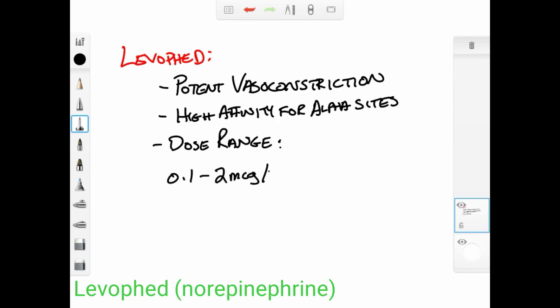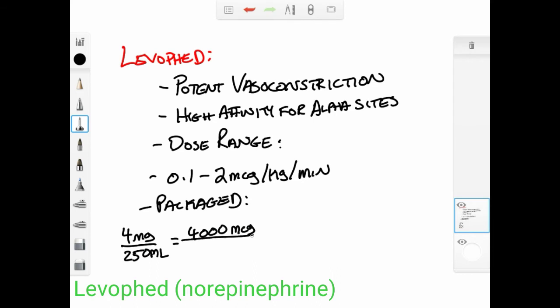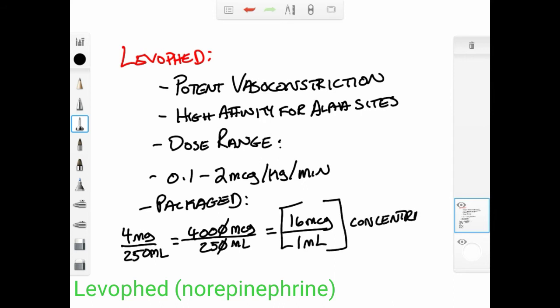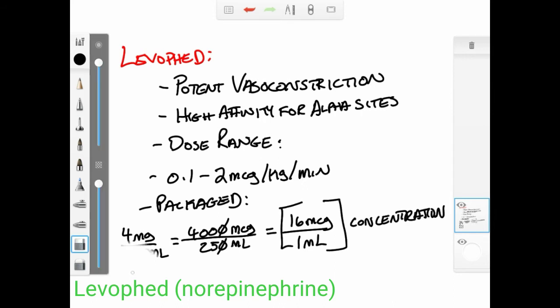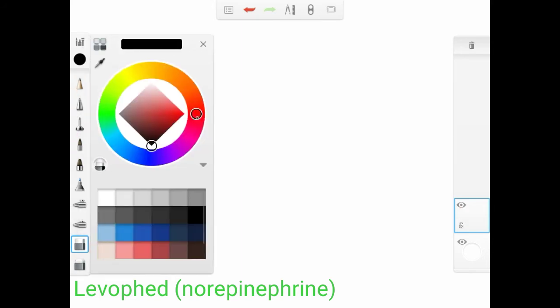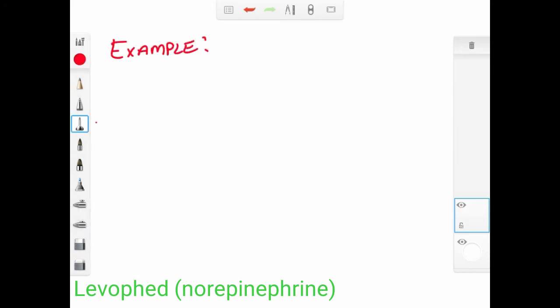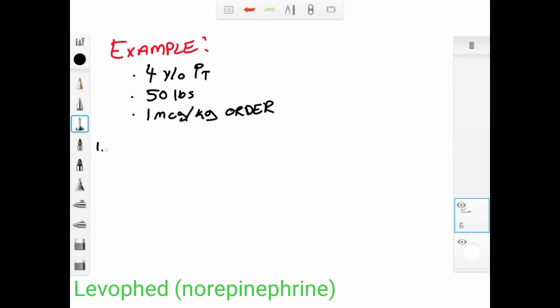Dosing range for Levophed is going to be 0.1 to 2 micrograms per kg per minute. And typically it's packaged in 4 milligrams in 250 mLs. So we'll convert that down to 4,000 over 250 mLs. Cross out some zeros, do some division down to 16 mics per ml, and we're going to plug that into our equation. And looky there, again we're going to have a 4-year-old male who weighs 50 pounds, and our order this time is going to be 1 microgram per kg.